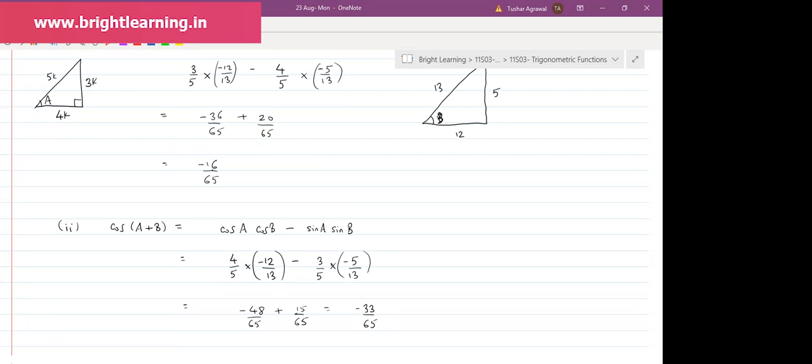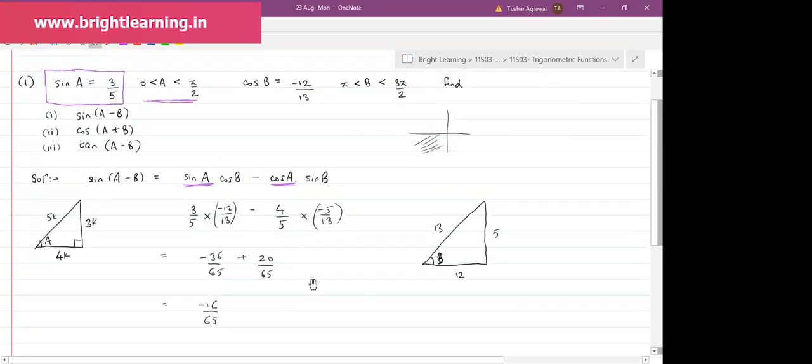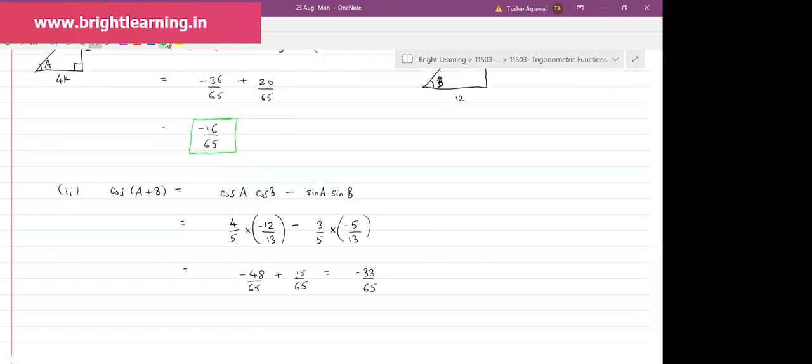Then tan of a plus b can be calculated. Since tan of a minus b is asked, I will directly write the answer. You verify it for yourself. Tan of a minus b will be equal to 16 upon 63. Verify this is right. Shall I skip the third question? It can be done by yourself. Okay.